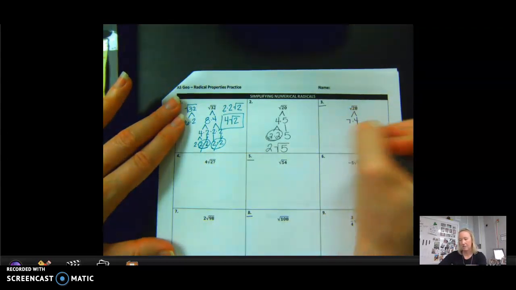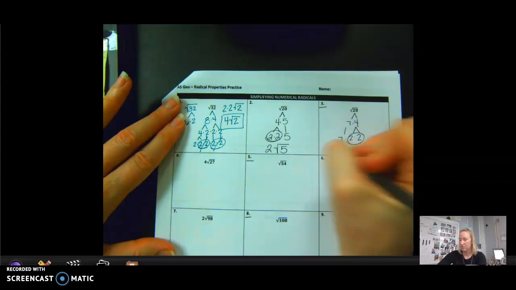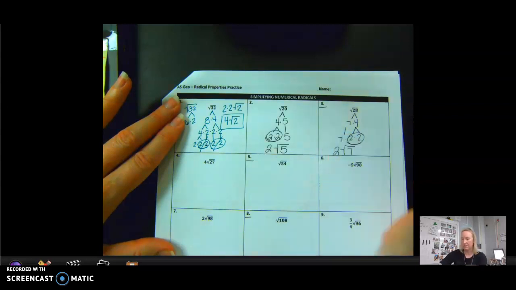So that breaks down to 7 times 4. This breaks down to 2 times 2. Bring my 7 down. I have a pair of 2's, right? So 2 comes out, square roots of 7.